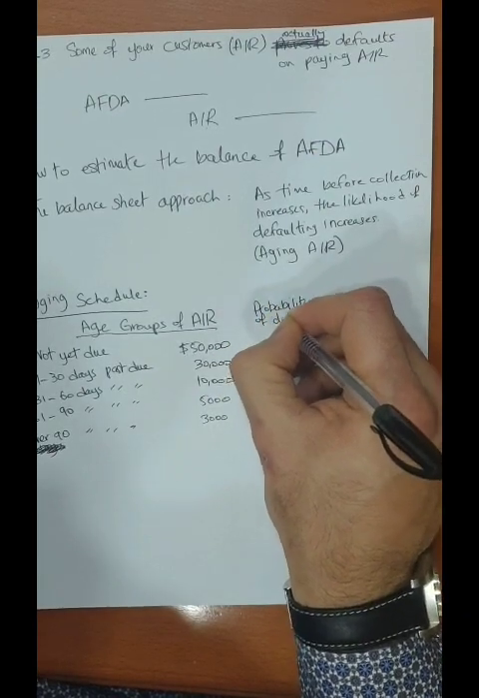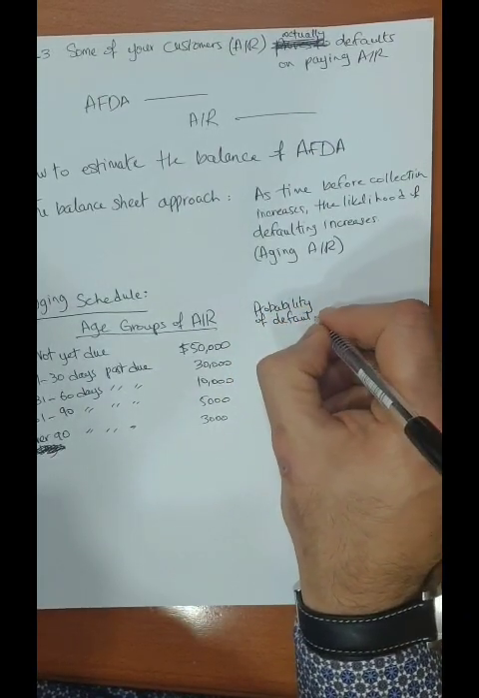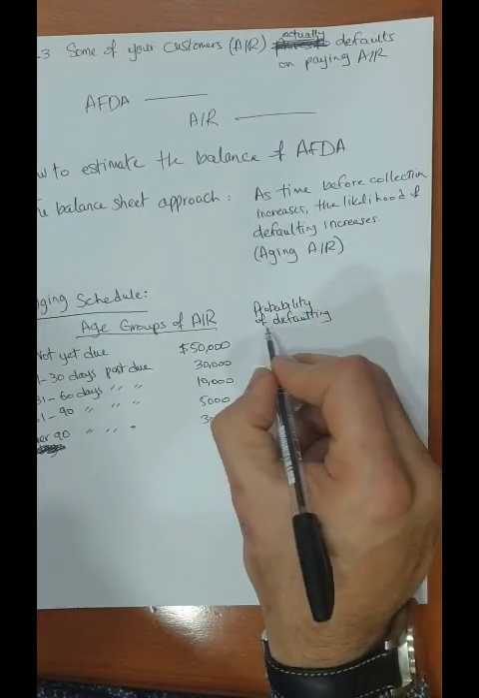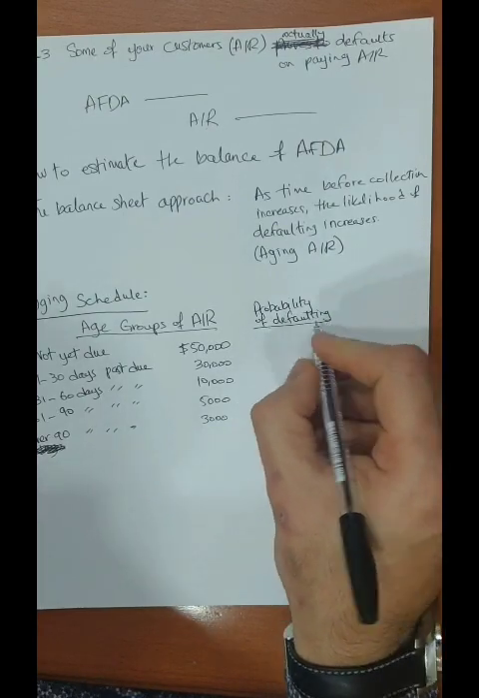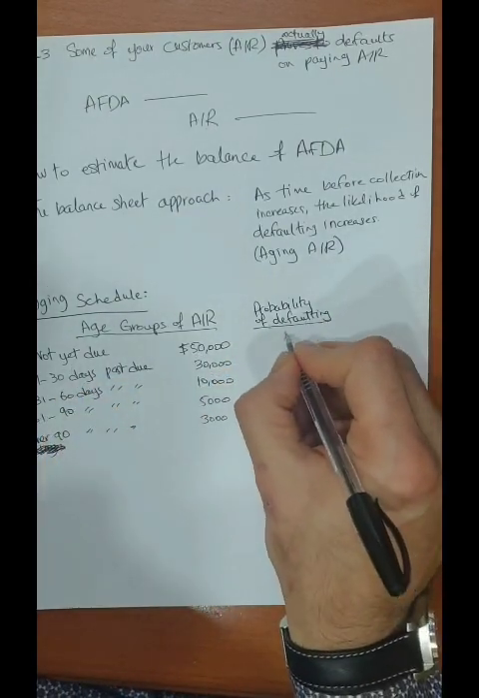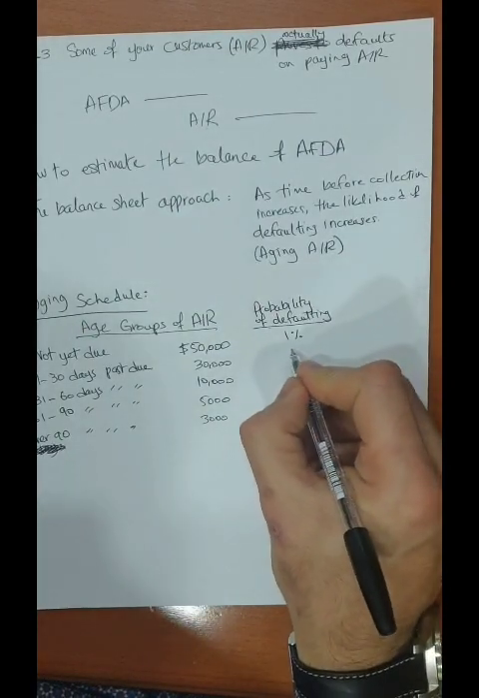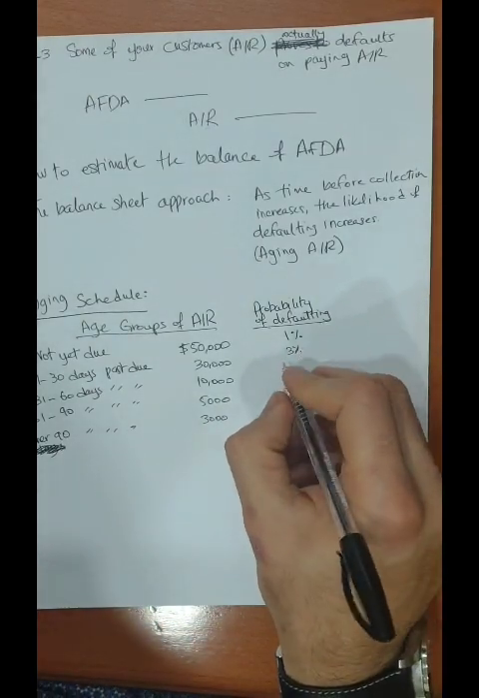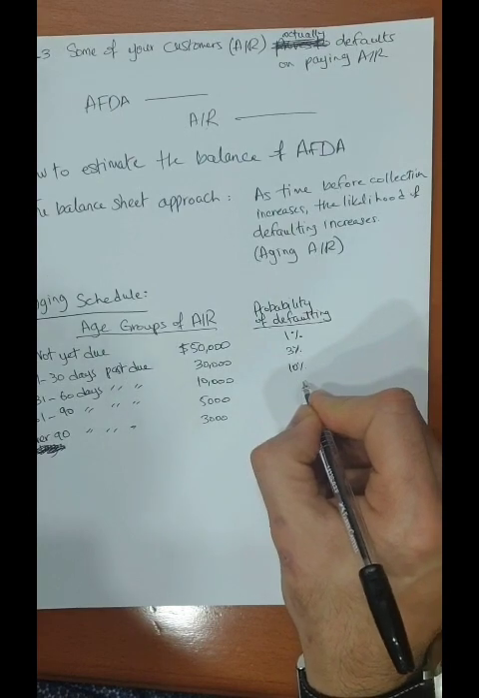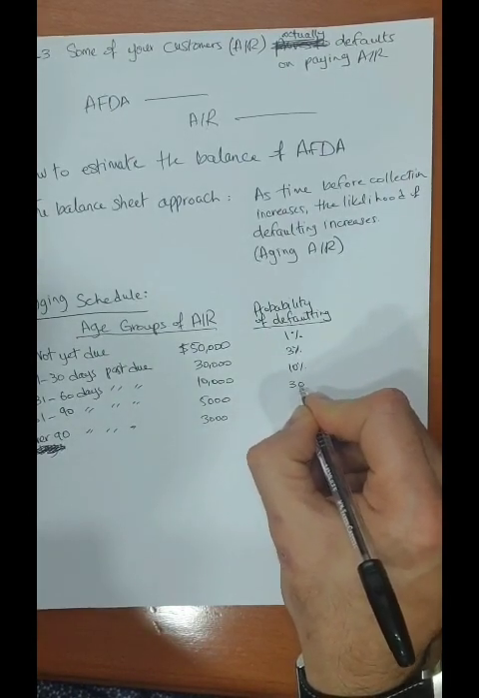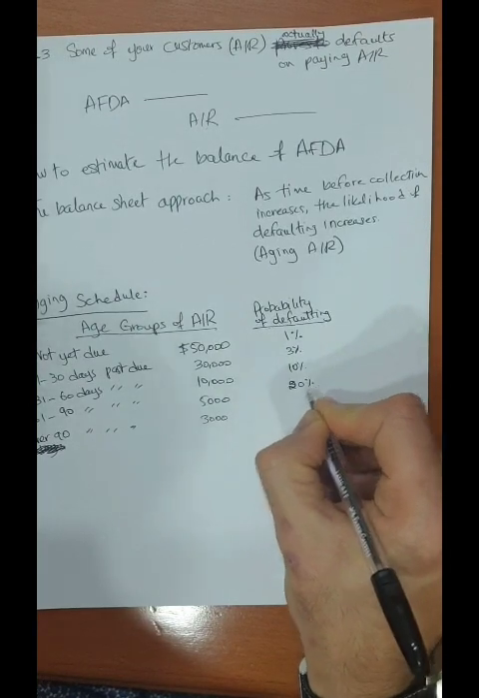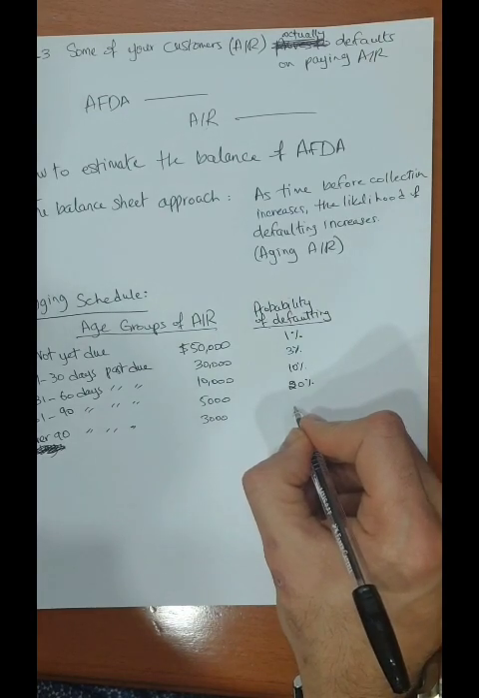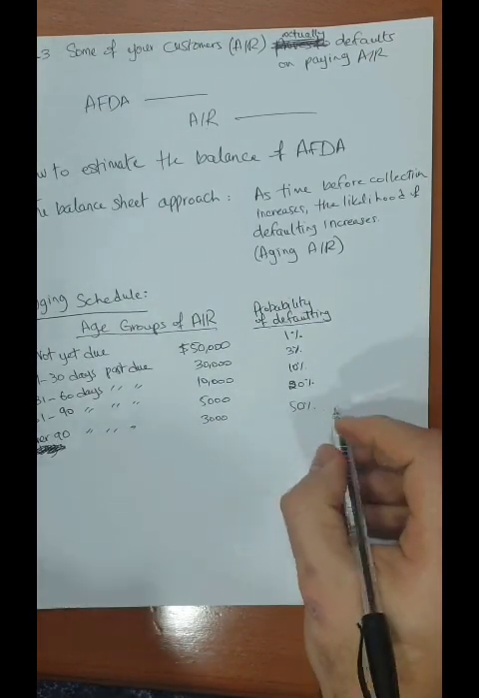Then you have a probability of defaulting. Remember, probability is simply a percentage that ranges between 0 and 100%. Probability of defaulting, for the not due date, it's only 1%, as small as 1%. For 1 to 30 days, it increases up to 3%. Then 31 to 60 days, it goes up to 10%, then 61 to 90, 20%, and finally over 90 days past due, the probability of defaulting is 50%, which is very high.